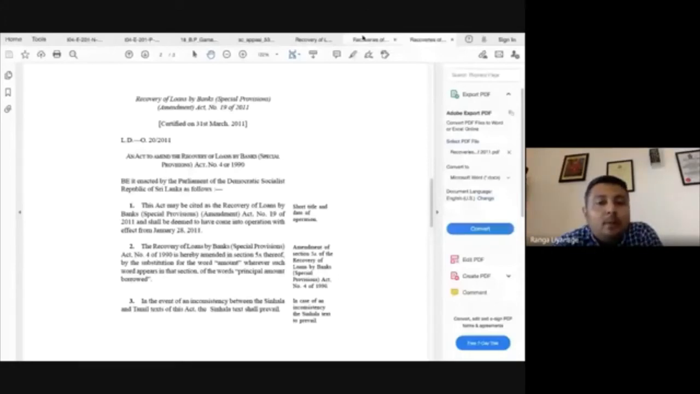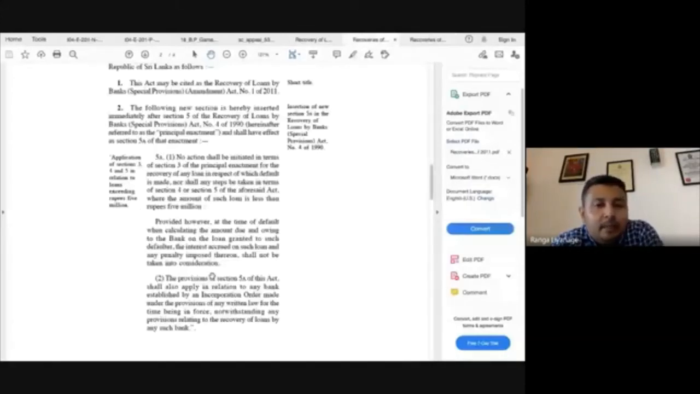So now you have to read it like this. No action shall be initiated in terms of section 3 of the principal enactment, recovery of any loans. No steps shall be taken under 4 and 5, where the principal amount of such loan is less than rupees 5 million, right? Principal amount. Provided, however, at the time of default, when calculating the principal amount due and owing to the bank on the loan granted to such default, the interest accrued on such loan and any penalty. So, principal amount. What does principal amount mean? The principal amount without the interest and penalties. Now there is a question. What do you mean by principal amount?